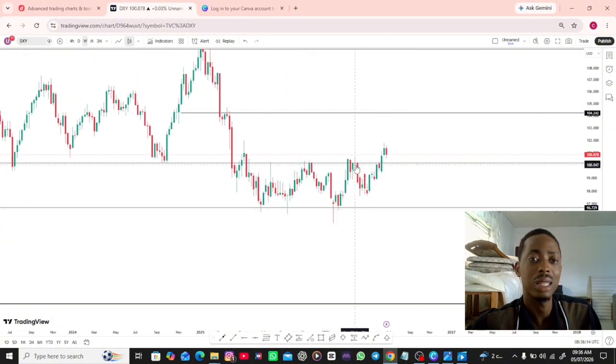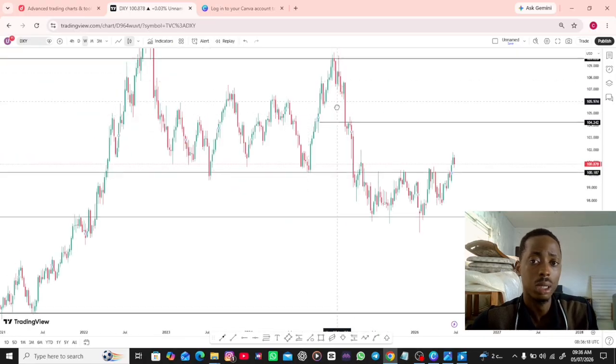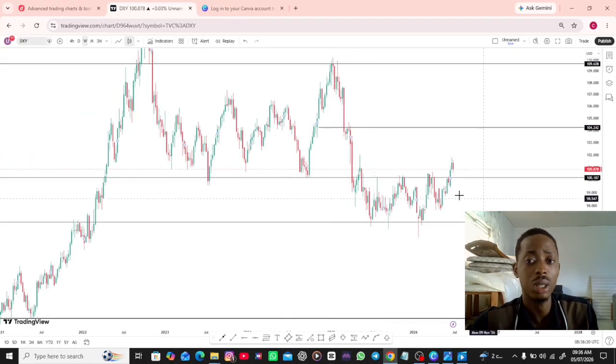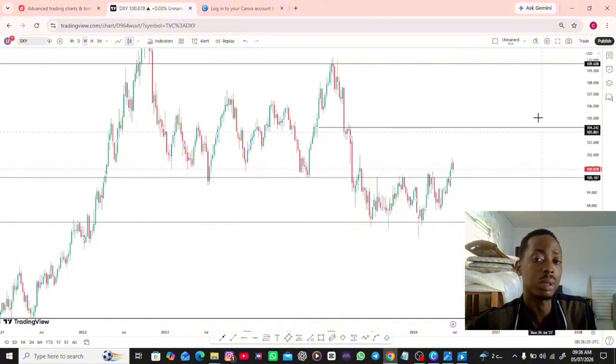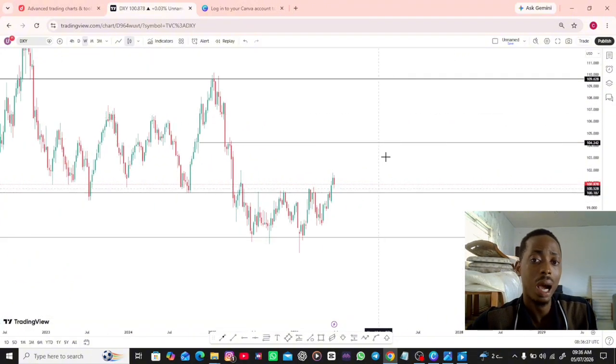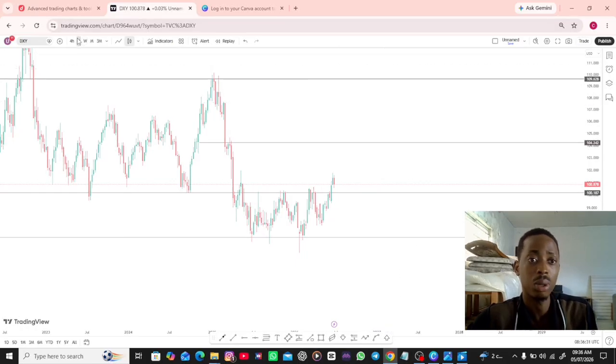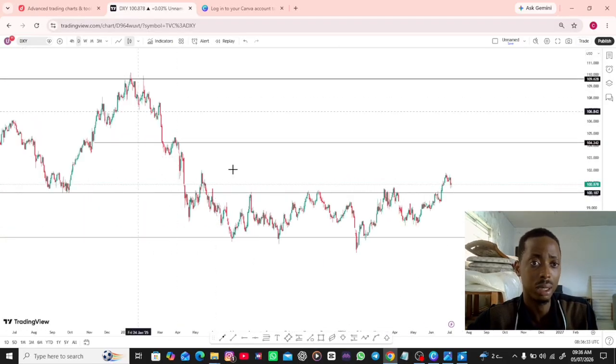It means that the DXY is riding up to the top, because this is a downtrend, this is a consolidation, this is a breakout, and retest and confirmation at this level mean that we are heading above this level and this level. So that is my breakdown on the weekly time frame on the DXY.